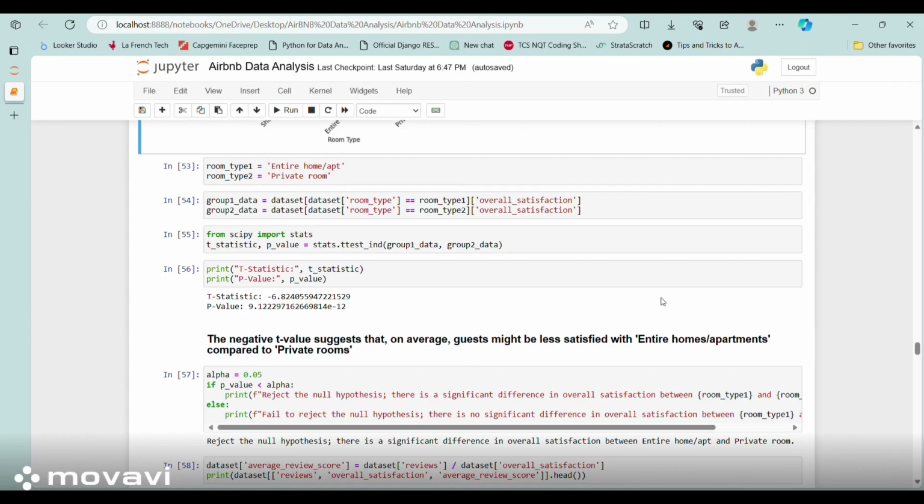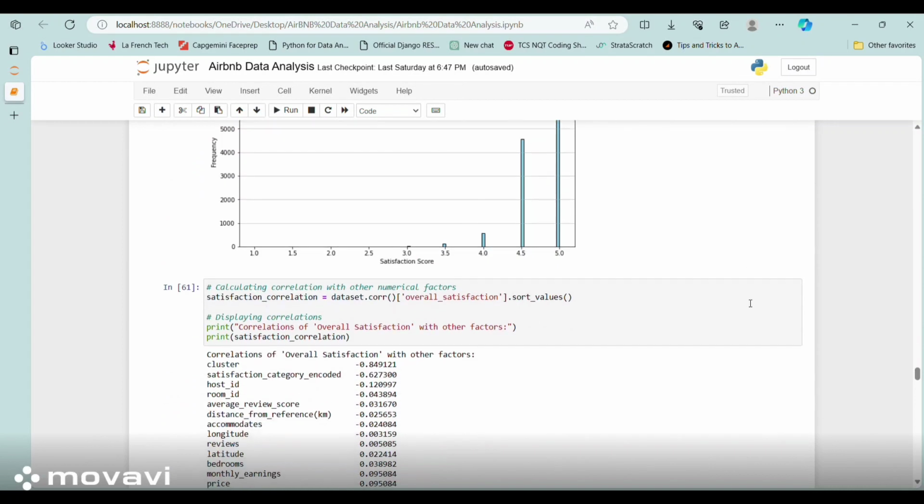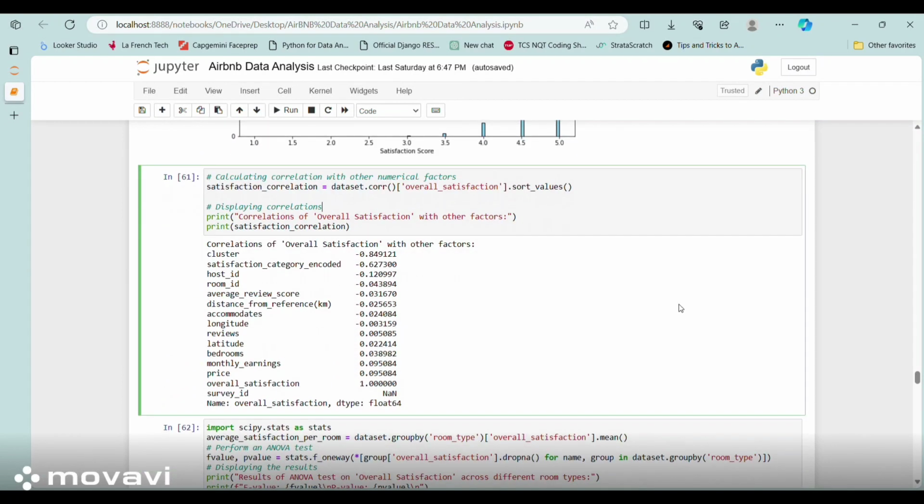In our Airbnb data analysis, we are interested in understanding the factors that influence the overall satisfaction of guests staying in those listings. To do this, we have calculated the correlations between the overall satisfaction rating and various numerical factors in the dataset. Hosts can focus on improving factors related to cluster and satisfaction categories to enhance guest satisfaction.